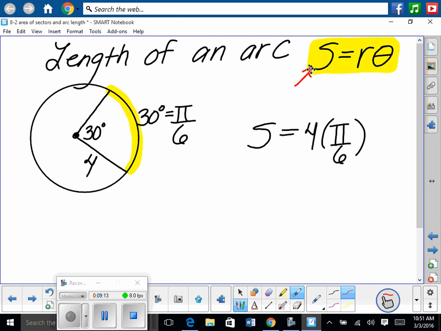Does anyone remember what S stands for? What is S? Arc length. Good. And then R is our radius and theta is our central angle, right? Everybody? But we need it in radians.